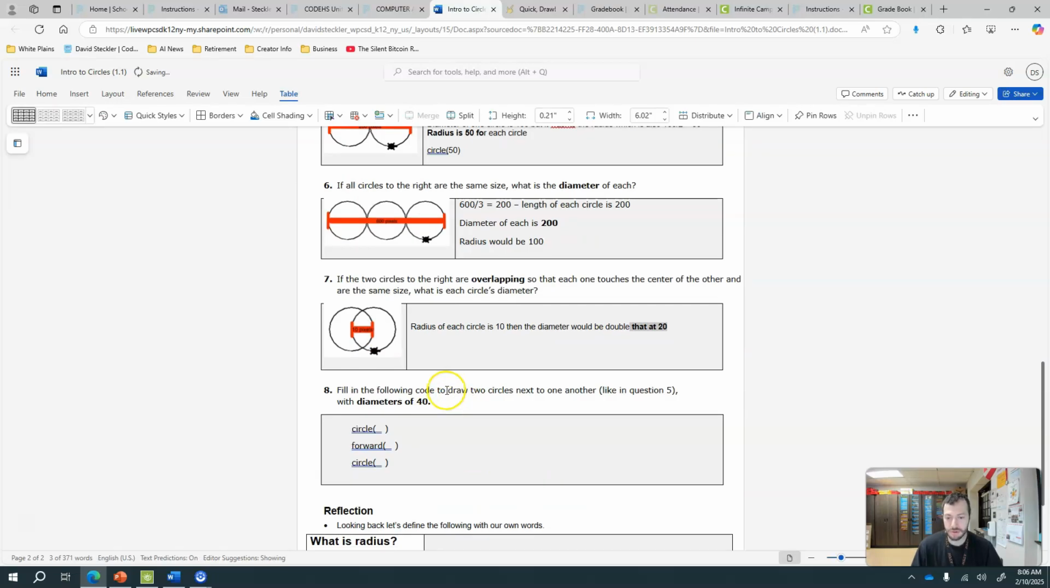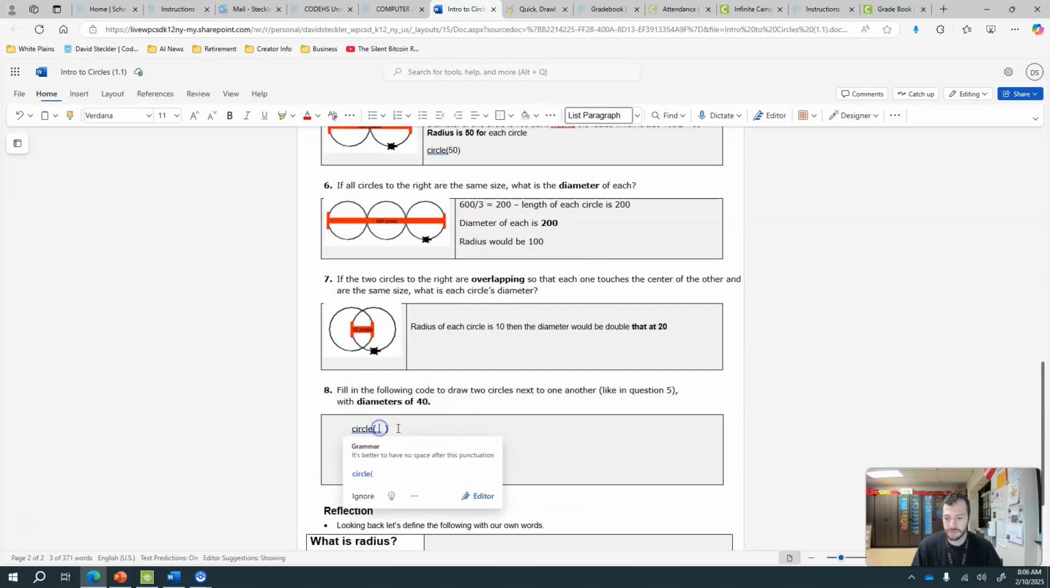Fill in the diagram to draw the next. So if we want diameters of 40, we have to use the circle command of 20. So put in the radius of 20, because the radius of 20 multiplied by 2 equals the diameter of 40. So we use the command 20 in order to make a circle that's length 40.